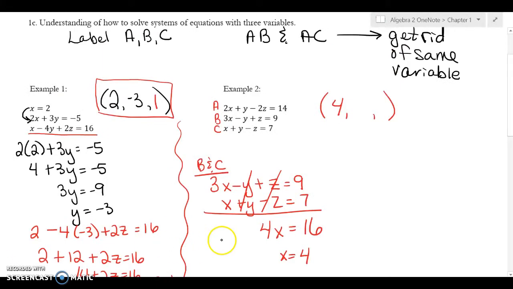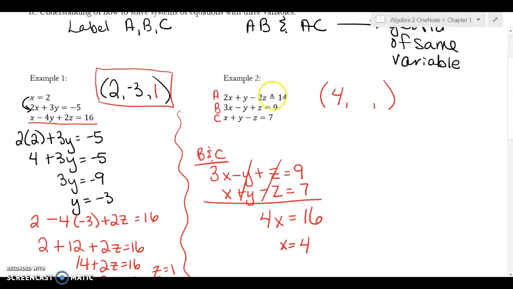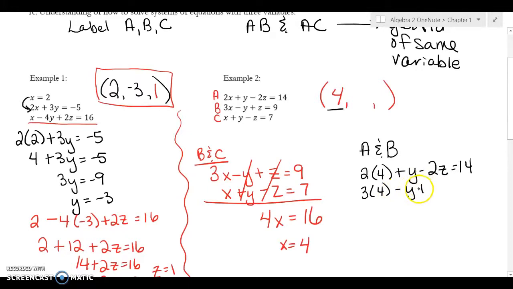Okay, now that I know what x is, I'm going to go ahead and find out my other variables. So I've already combined B and C, and so now I'm going to combine two other ones. I'm going to combine A and B. But when I combine them this time, I'm going to actually plug in x. And so I'm going to get 2 times 4 plus y minus 2z equals 14. And then B is 3 times 4 minus y plus z equals 9. And if you notice, I have a positive y and a negative y, so I can cross those off.